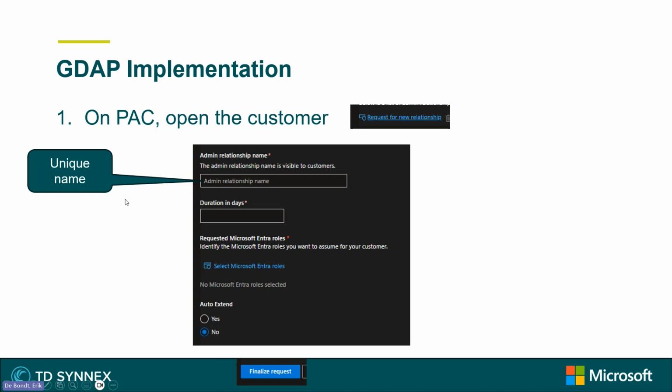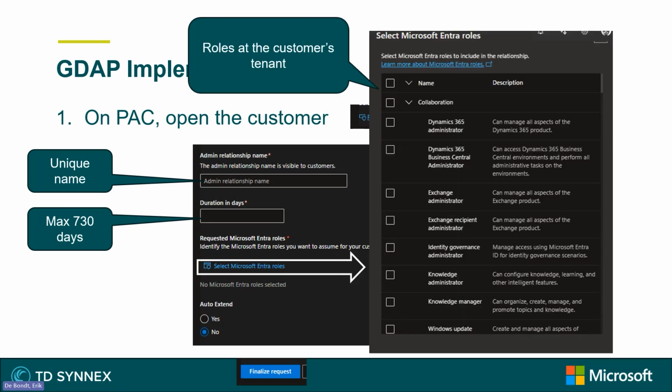So the name must be unique. For instance, put the date and the timestamp in there, so it's always a unique value. The duration is maximum 730 days, so 2 years. The Entra roles, so these are the roles that you want at your customer's environment. When you did your paperwork, you listed all the rights that you need, and you select them all in here. I need Exchange admin, and I need global reader, and I want to have privileged admin, privileged user management, whatever you need, you select all the roles in this frame.